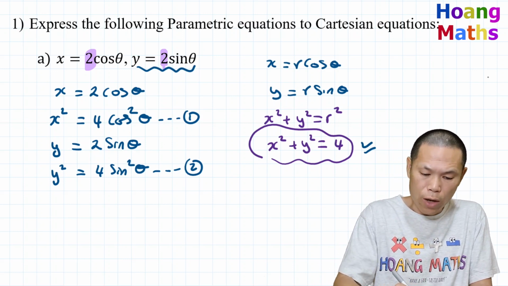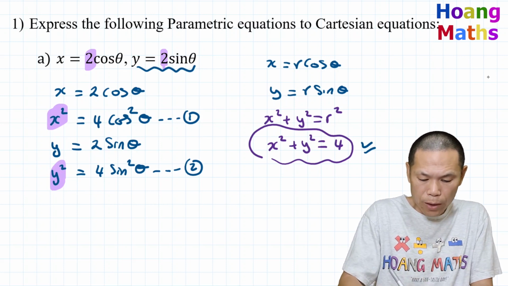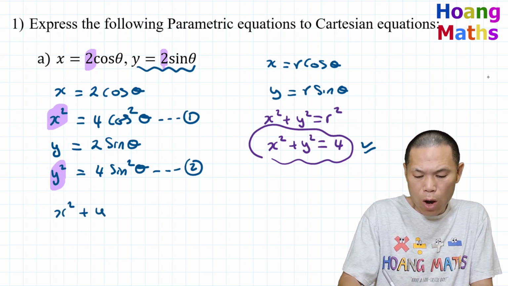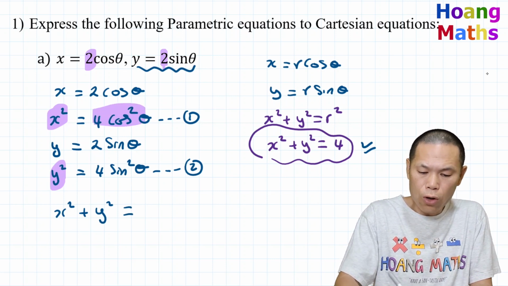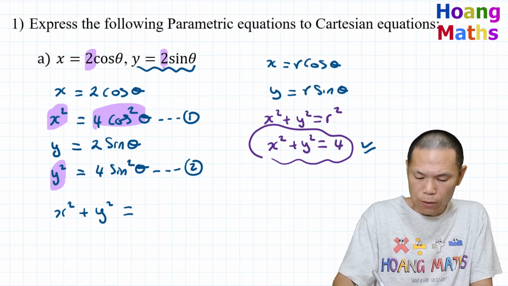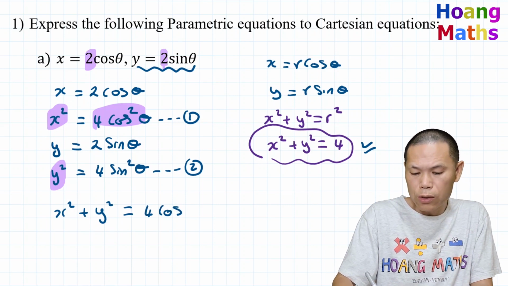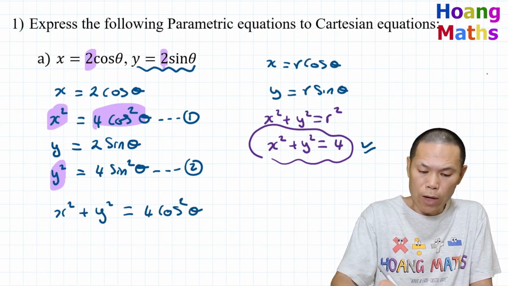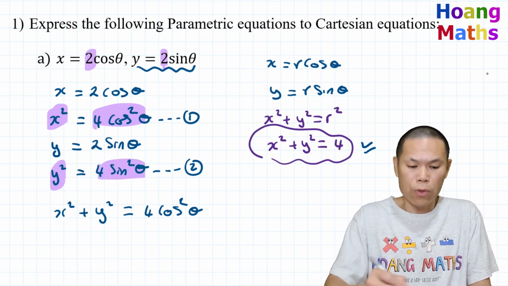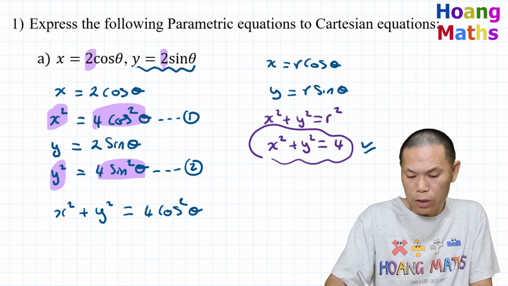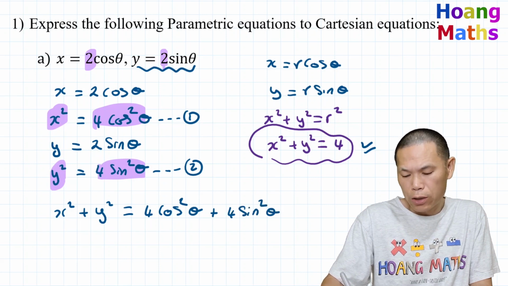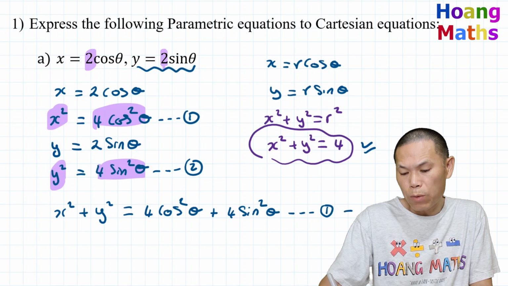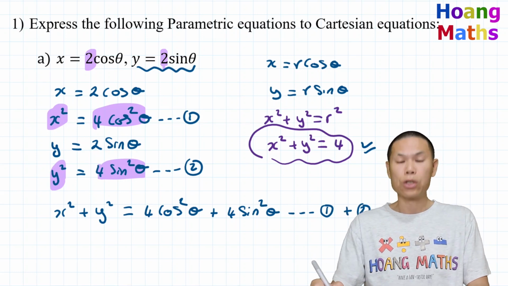So we have x squared, we add y squared. That is x squared plus y squared is equal to 4 cos squared theta, and then we add 4 sine squared theta. So that is equation number 1 plus equation number 2. Keep that in mind.